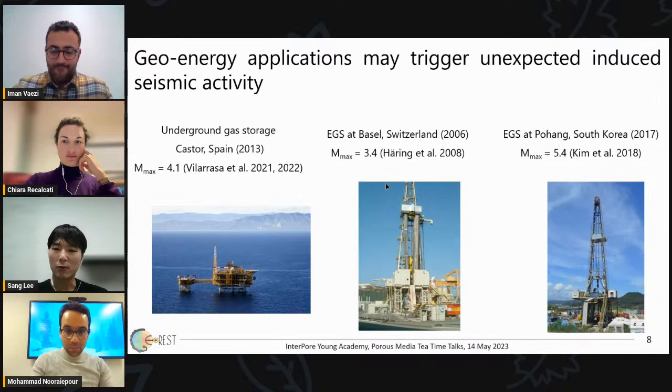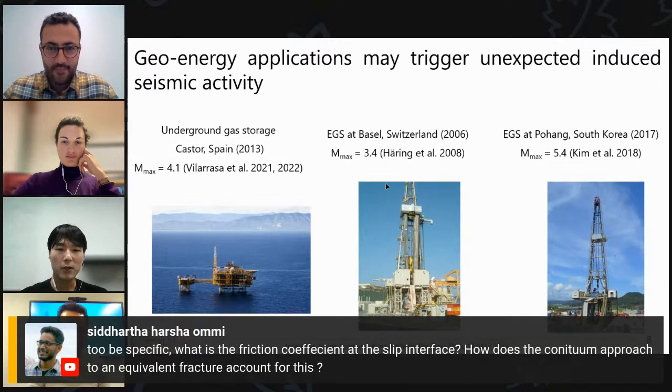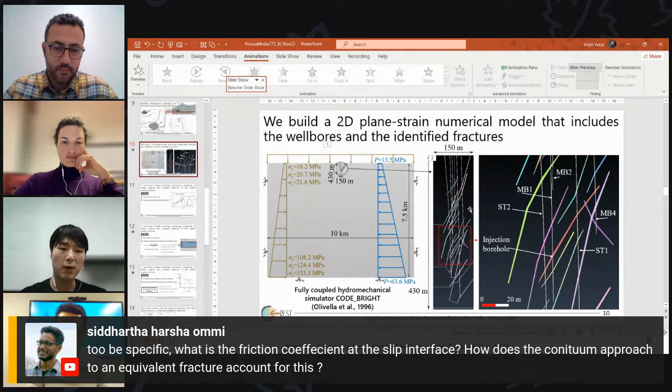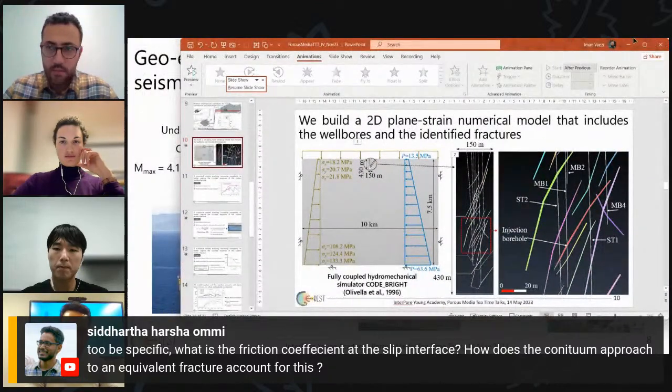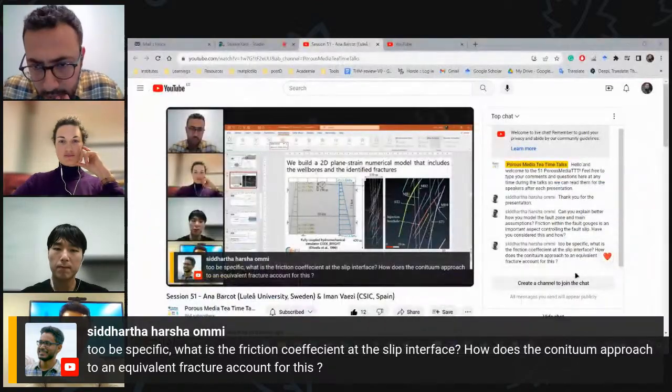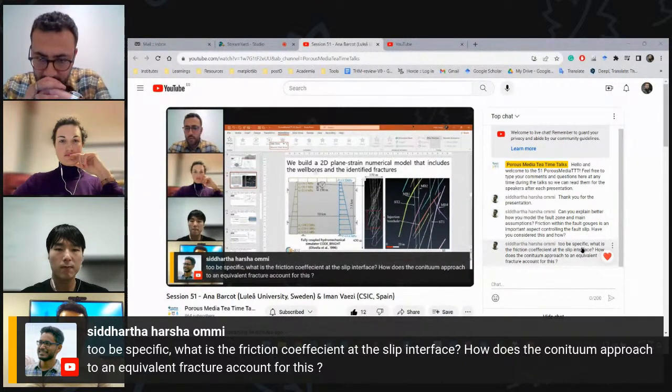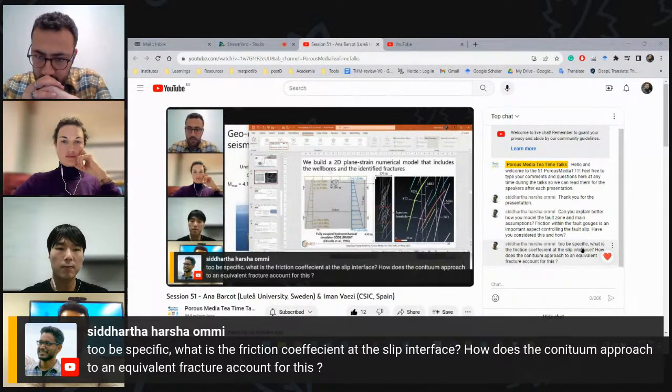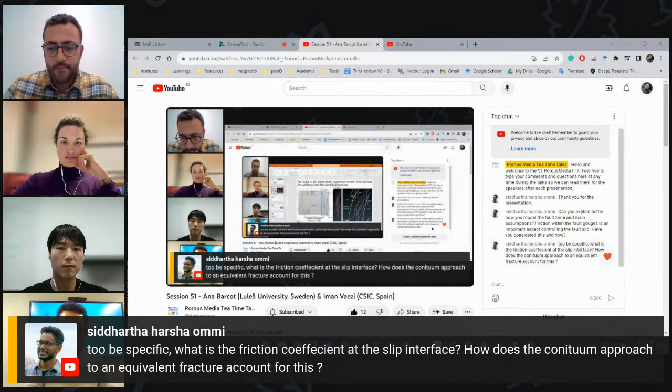Thank you. We had a follow-up question from Siddhartha. It says, to be specific, what is the friction coefficient at the slip interface? How does the continuum approach to an equivalent fracture account for this? Okay, let me see it. Can you explain better how the model? Okay, to be specific, what is the friction coefficient at the slip interface, how does the continuum approach? Okay.